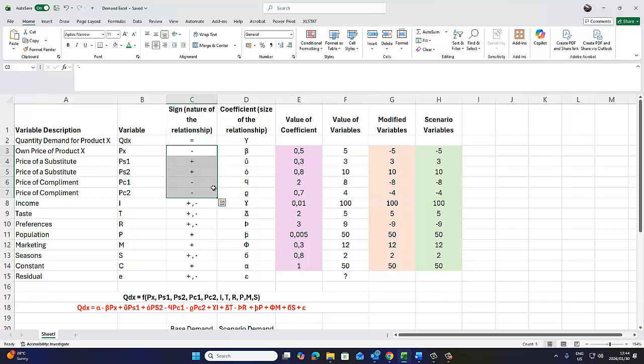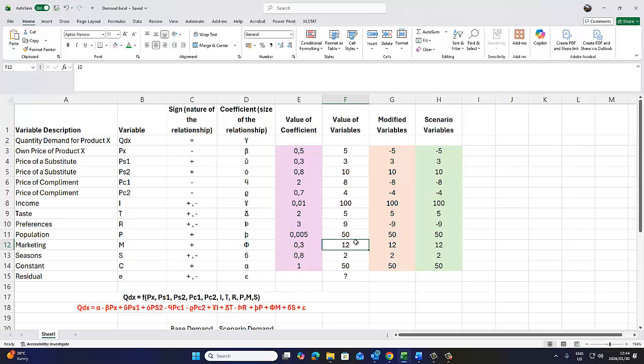We know what the signs would be. The only thing is the size of the coefficients. We don't know that. So we have to estimate them, or we have to guess them. Income, we roughly know what people's income is. Taste is a little bit more tricky. We have to go and do a survey, get your customers, ask them on a scale of 1 to 5, how do you prefer the Coke? What is your preference? What is your taste for Coke? Okay, we can do the same for preferences. Population, we have an understanding of what the population is that drinks Coke.